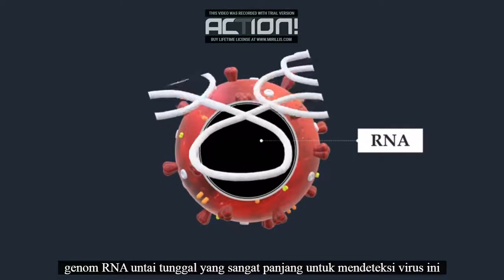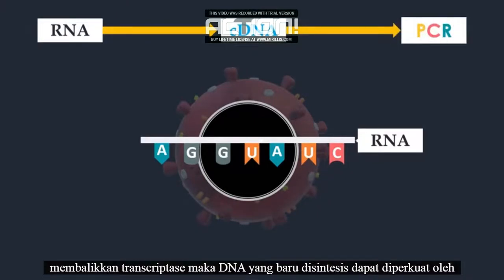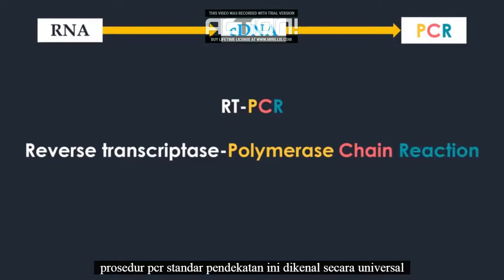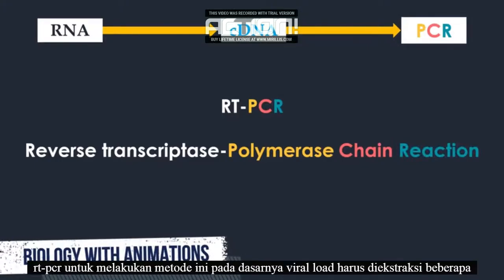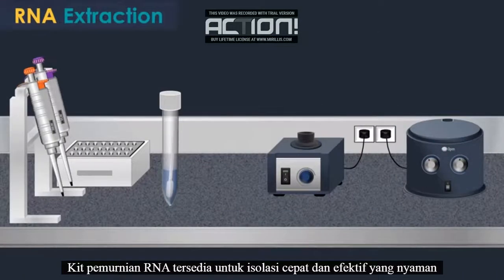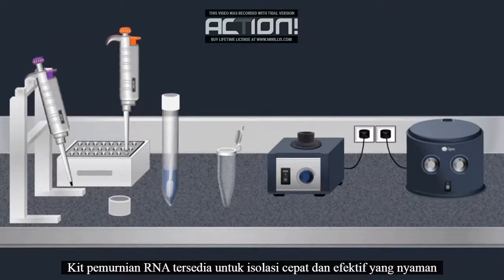To detect these viruses with PCR, RNA molecules must be converted into their complementary DNA sequences by reverse transcriptase. Then the newly synthesized DNA can be amplified by standard PCR procedures. This approach is universally known as RT-PCR. To perform this method, basically viral RNA should be extracted. Several RNA purification kits are available for convenient, fast and effective isolation.